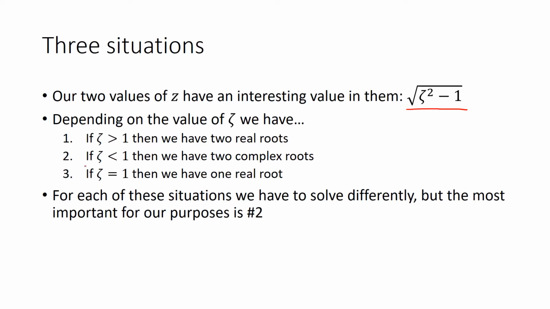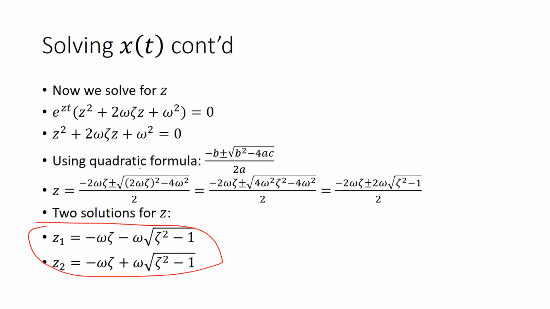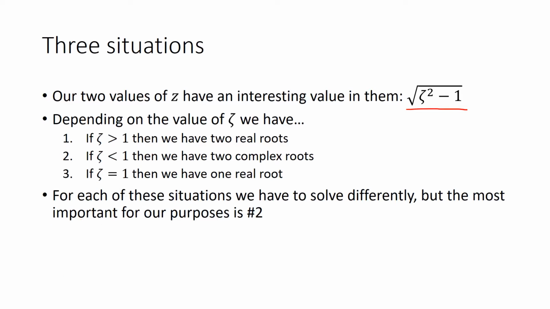If zeta is equal to 1, then we only have 1 real root. If we go back to this, if zeta is equal to 1, then that's just 1 minus 1. Square root of 0 is 0. So omega times 0, no matter what, we're essentially left with z1 and z2 being the same thing. So we only have 1 real root for that case.